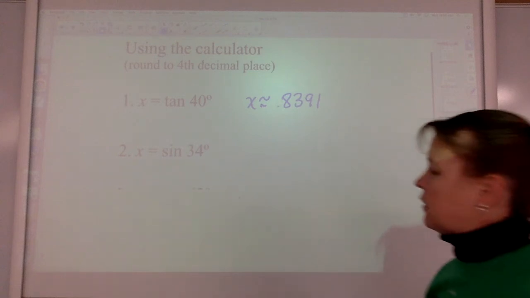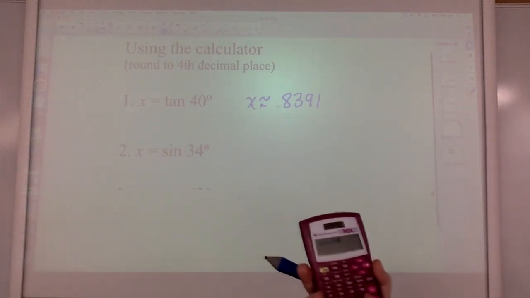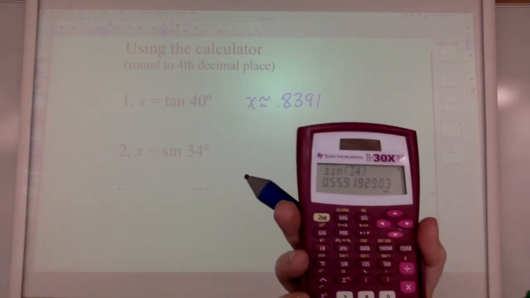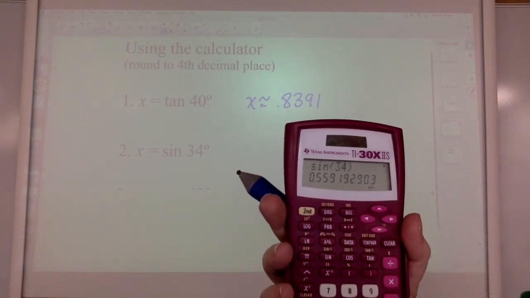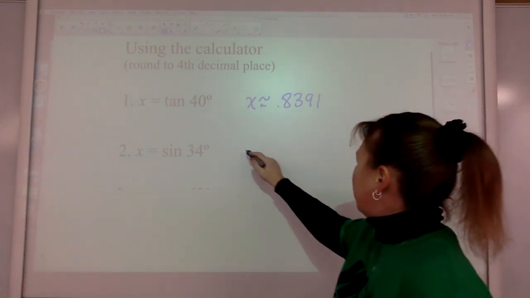Do the same thing for sine of 34 degrees. And I want you to practice these on your calculators to make sure you're doing them right. Sine of 34 degrees, 0.5592. Watch your rounding.